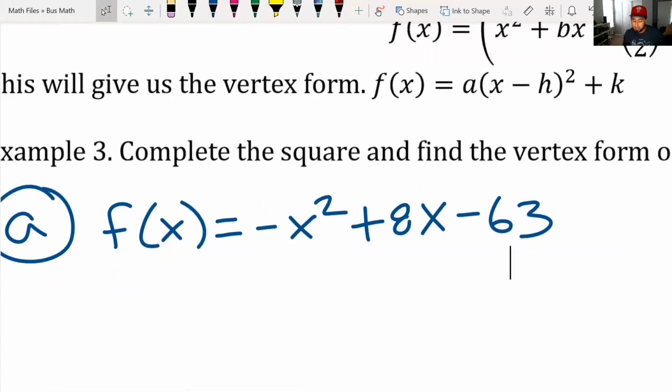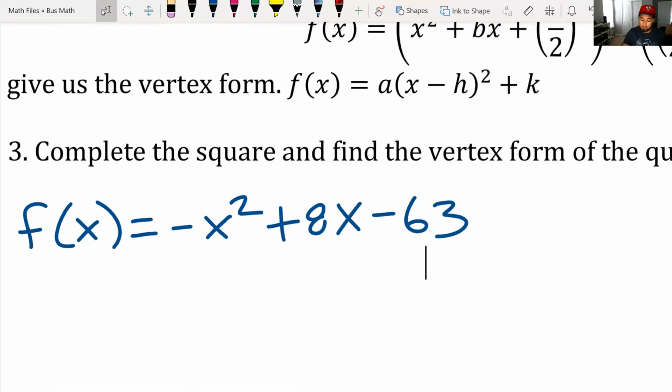Okay. So this is step A, and what we notice is that the leading coefficient is -1. And in order to complete the square, the leading coefficient must be +1. So we have to get rid of that -1. Okay, so here's where it's going to get a little tricky.